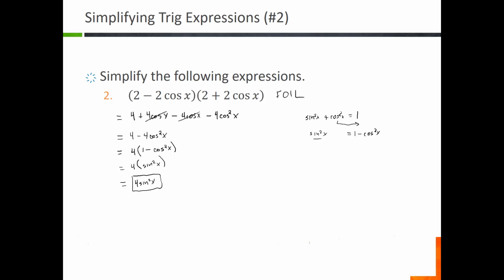Okay, so we were able to take these two quantities, 2 minus 2 cosine x times 2 plus 2 cosine x, and through some algebra and a little bit of substitution, we were able to get it all the way down to just a 4 sine squared x.